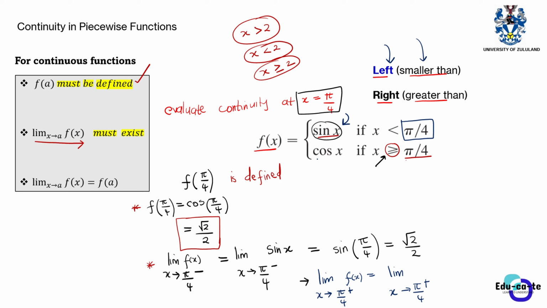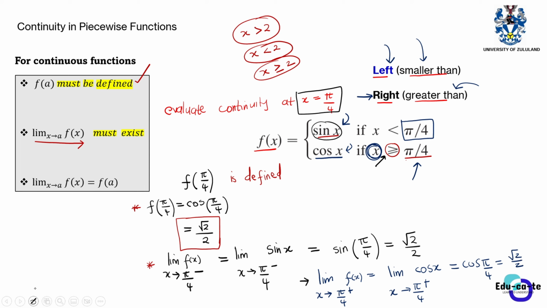In this case, we're going to use this equation cos x, because remember that when we are approaching a value from the right, we are approaching it using the x values that are greater than it. So the x value that we are approaching is pi over 4, so we are going to use the values that are greater than pi over 4. You get them by using the equation cos x. So this is the limit of cos x. And if you do cos of pi over 4, it's still going to give you square root 2 over 2.